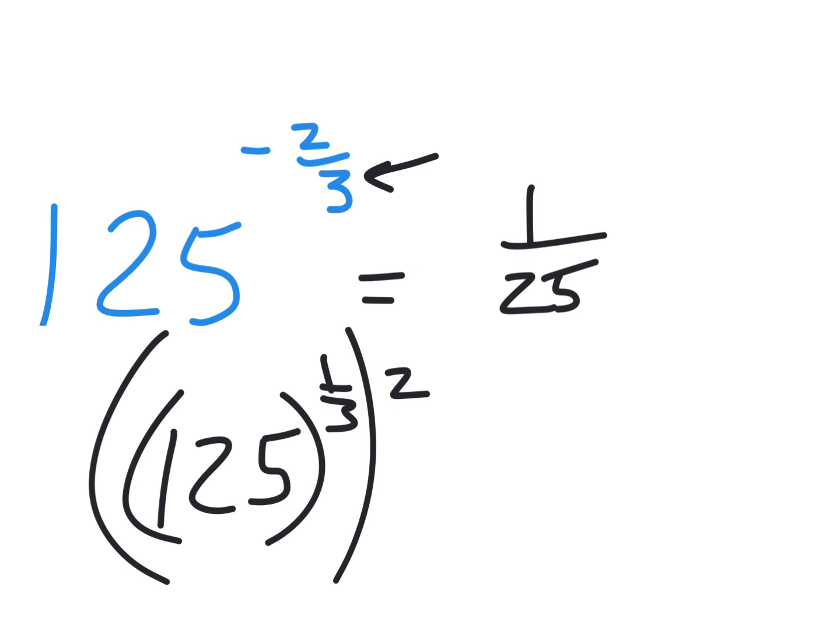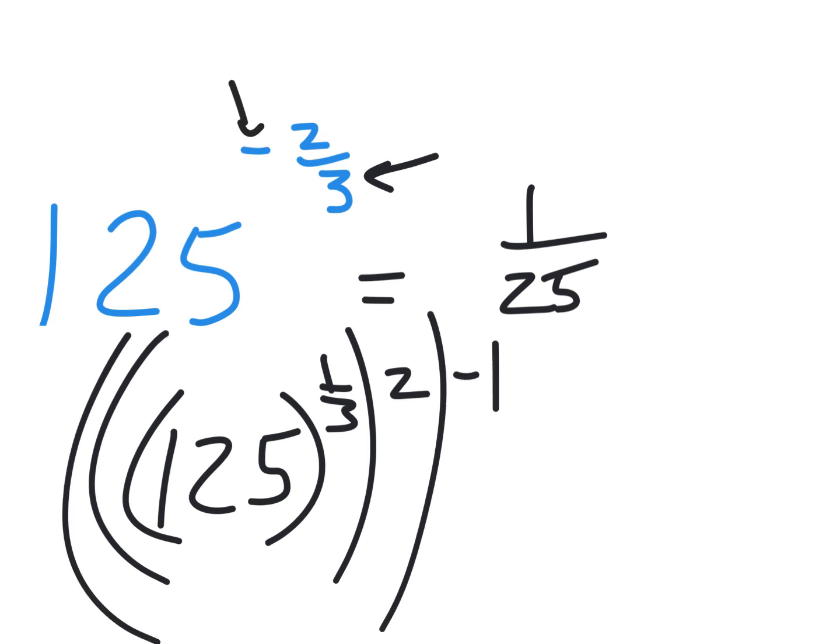That part's 5. And then I would do the squaring part. 5 squared is 25. And then I would do the negative part. That's like a -1. Well, you could think of it as -1 times that. And then altogether, I've got my negative 2/3 power. They're just broken up into parts. Final answer, 1/125. All right.